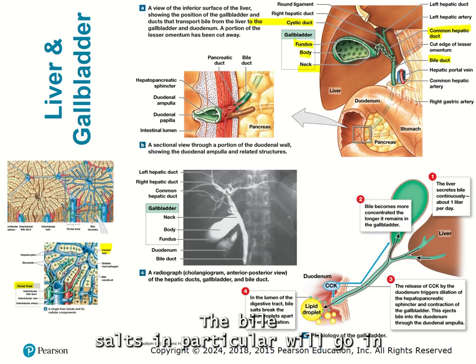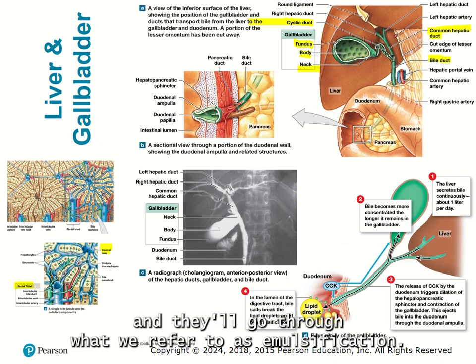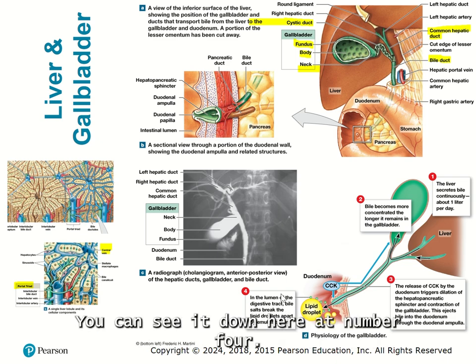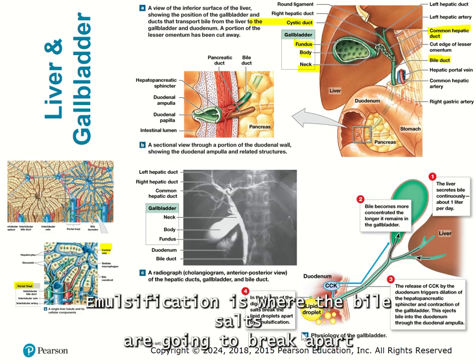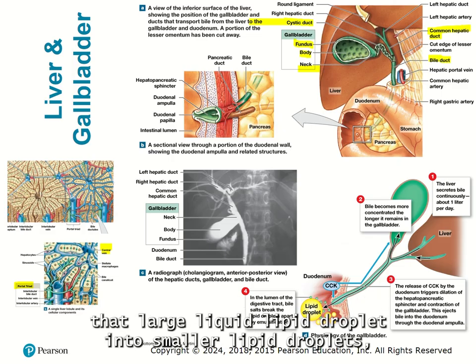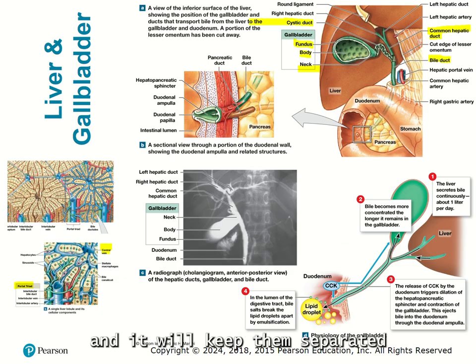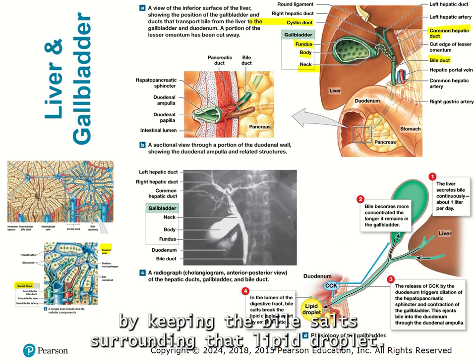The bile salts in particular will go in and they'll go through what we refer to as emulsification. You can see it down here in number 4. There's a spelling of it. Emulsification is where the bile salts are going to break apart that large lipid droplet into smaller lipid droplets, and it will keep them separated by keeping the bile salts surrounding that lipid droplet.